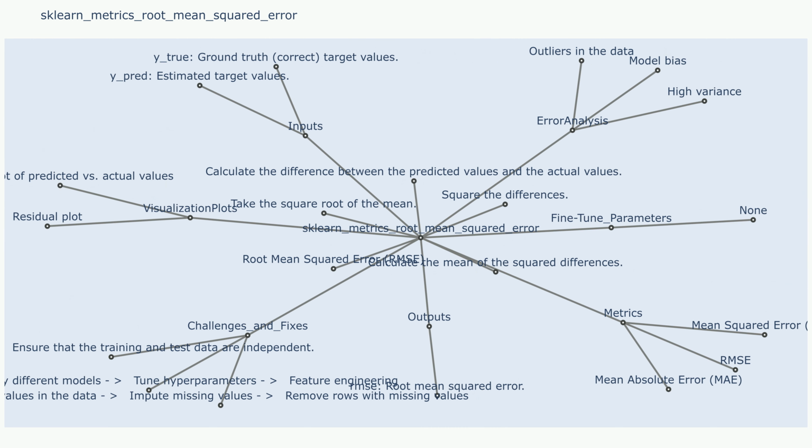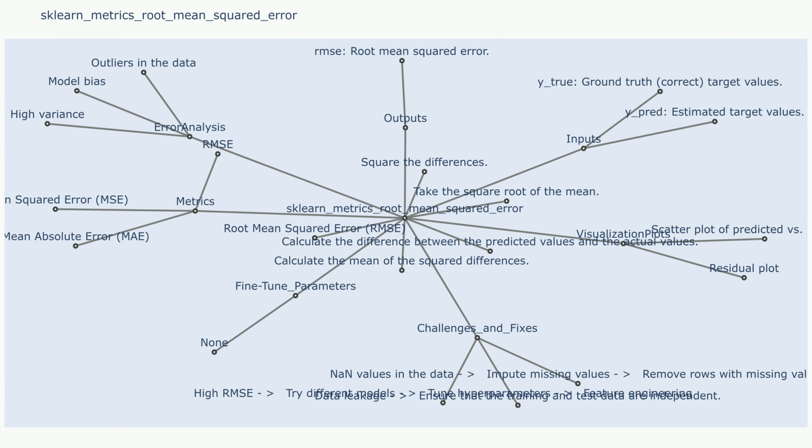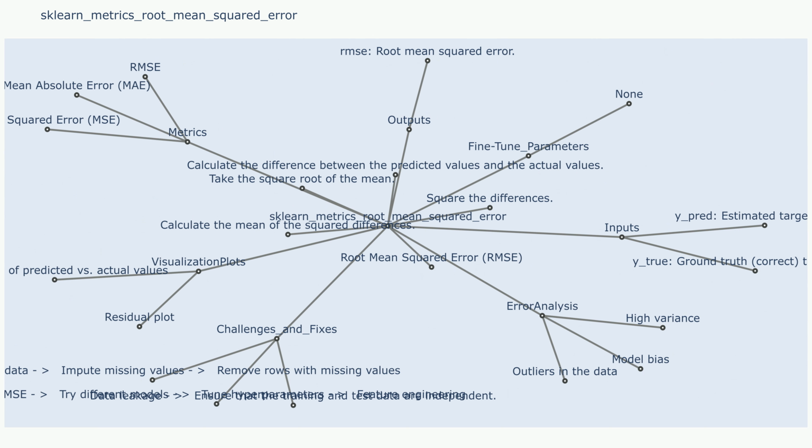Challenges and fixes. Challenge 1: the RMSE is sensitive to outliers. Sample use case that resulted in challenge 1: if there is an outlier in the data, the RMSE will be inflated. Fixes to challenge 1: one way to fix this is to remove the outliers from the data. Another way is to use a more robust error metric such as the mean absolute error.